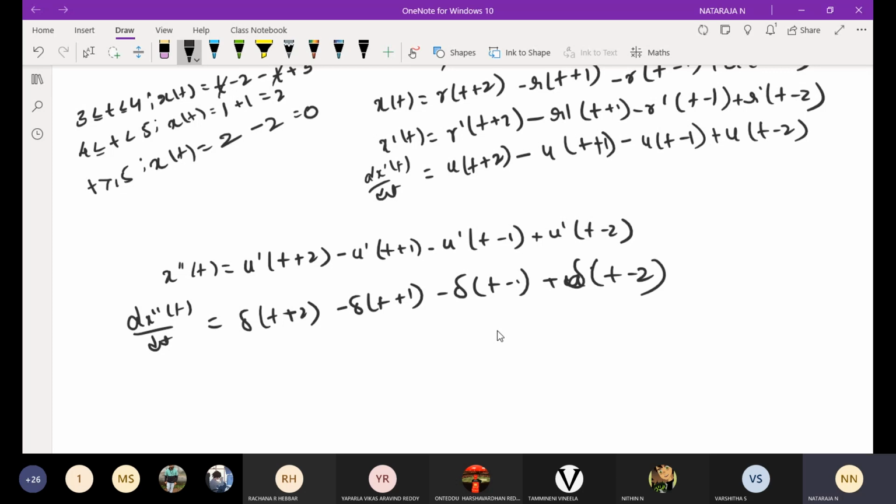This is the solution. For this, we have to sketch. At t is equal to minus 2, we have plus 1 amplitude. At t is equal to minus 1, we have minus 1 amplitude. At t is equal to plus 1, minus 1 amplitude. At t is equal to 2, plus 1 amplitude. For this, you have to sketch the signal.